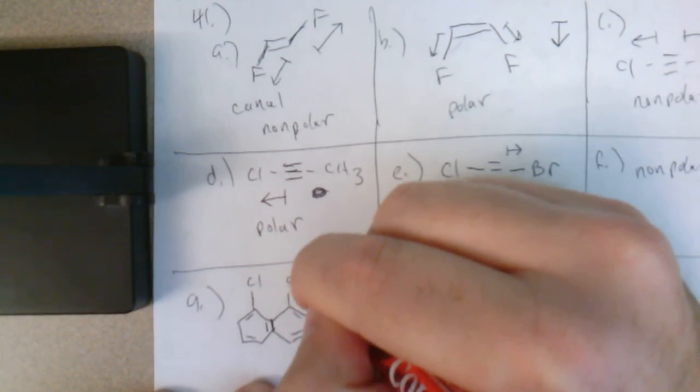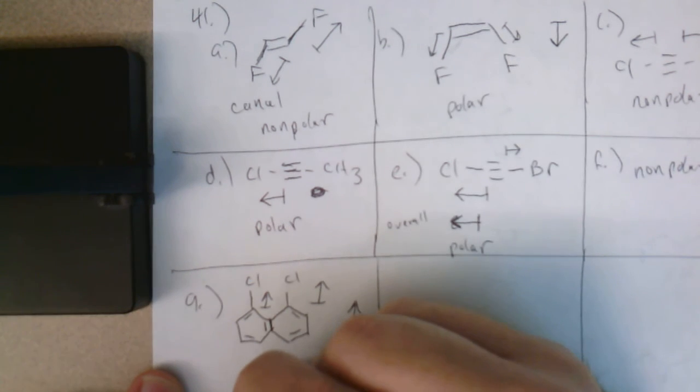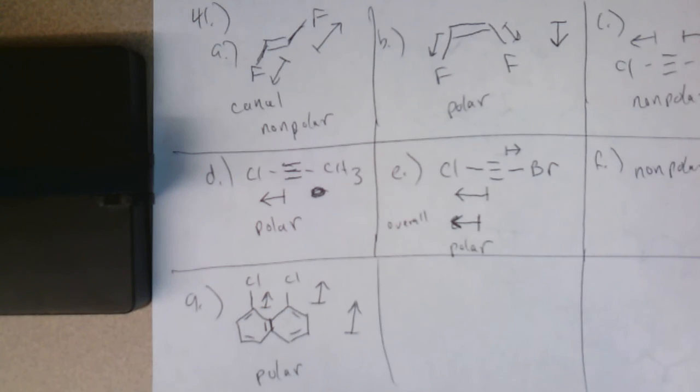Okay, chlorine we know is more electronegative, so we're going to be shifting towards the chlorine. Net dipole is going to look like this. So this is for sure also then polar.